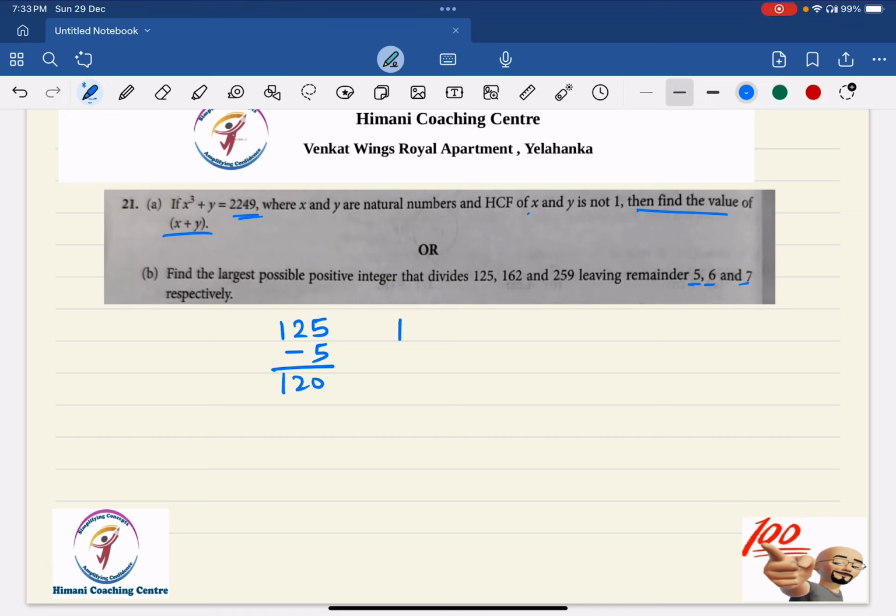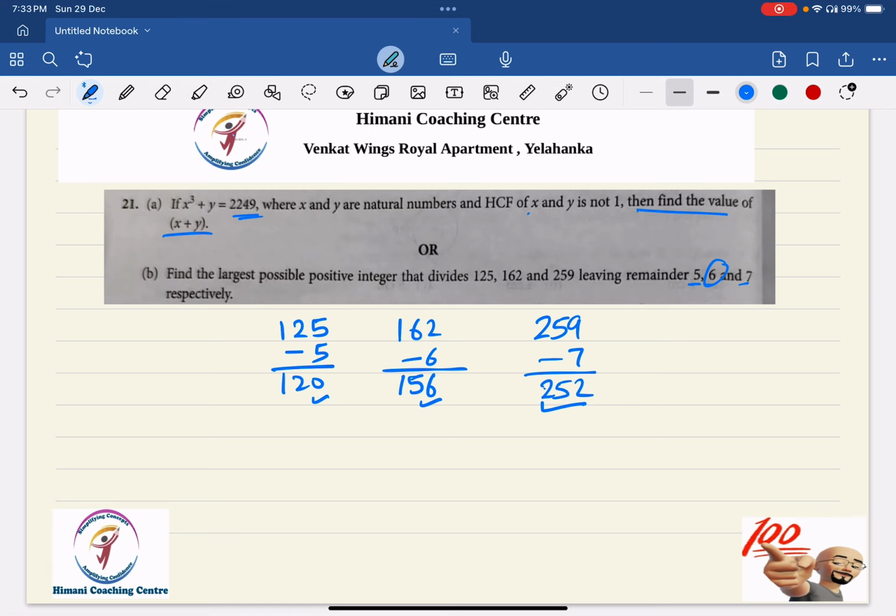So 120. Then when it divides 162, it leaves a remainder 6. That means that it will divide what? Completely, it will divide 156. Similarly, when it divides 259, the remainder is 7. That means you subtract 7. So that means the number is the highest common factor of 120, 156, and 252. Okay. So first we have to figure this out.